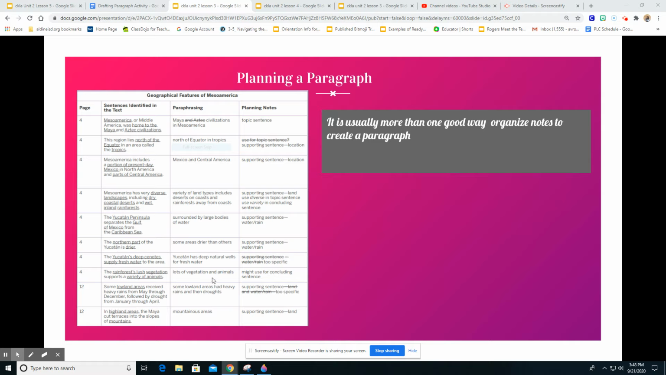So boys and girls, this is a way to plan. First, you're going to identify sentences from the text that match your main idea, what you're writing the paragraph about. As you do that, you're going to read these sentences and see how they match, and you would paraphrase them as I did in the second column. Then your planning notes is where you're going to place them. Is it going to be the topic sentence? Is it a supporting sentence? Is it too detailed or too specific to be anything? Then I'm just going to cross it out. That's another way to plan your paragraph.